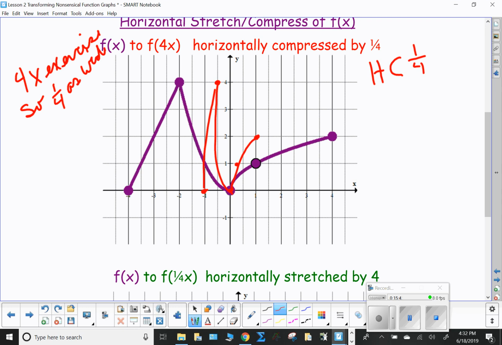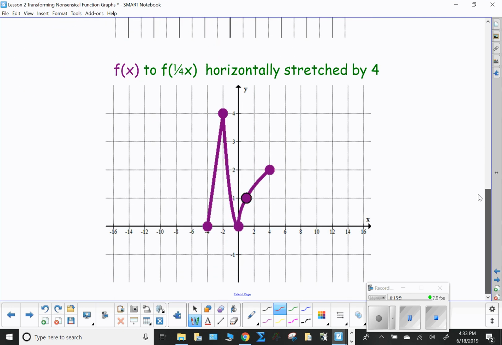There we go. The other way to look at this is I can get 4 new graphs where I could get one of the original. 4 new graphs replace one of the original. Horizontal compression by 1/4. Now, if we look at the reverse of this and we go from f of x to f of 1/4 of x, that means we're stretching it.